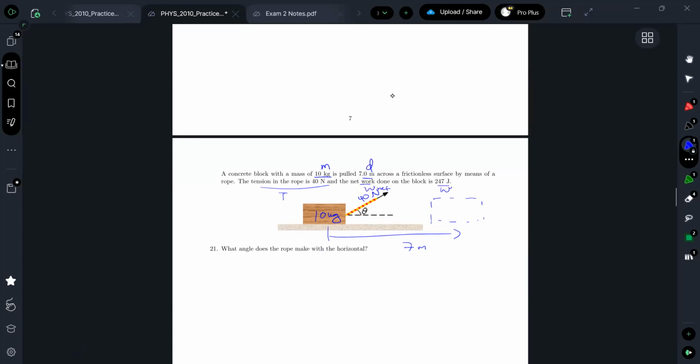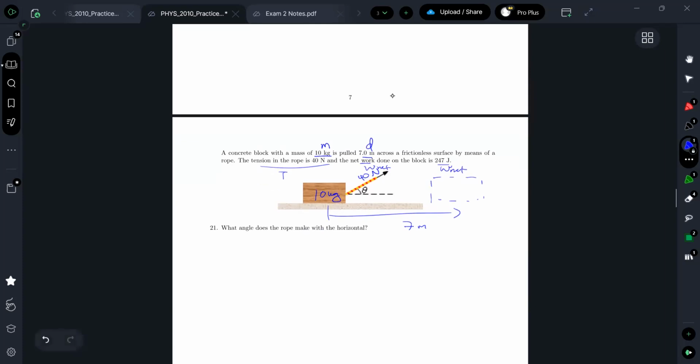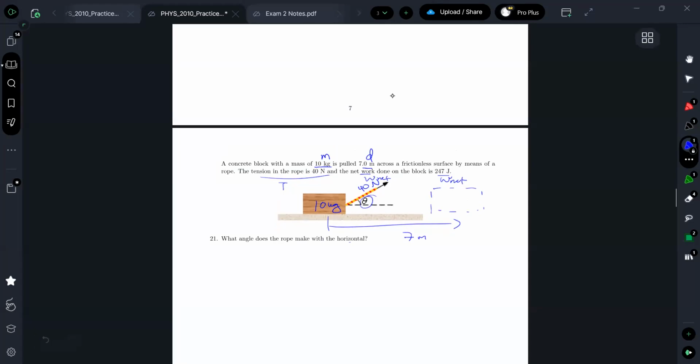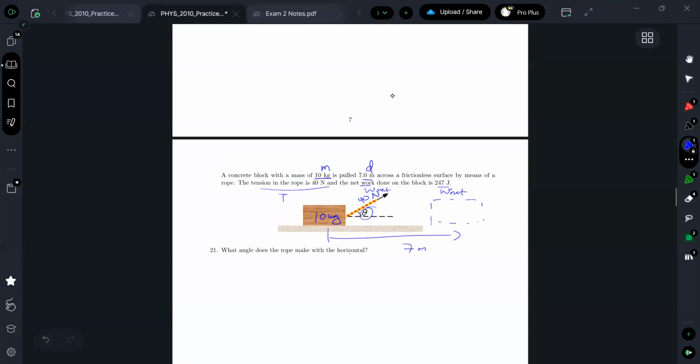I guess I should have written it over here. W net is 247 joules. We want to know the angle the rope makes with the horizontal. So we want to know theta. Okay, I've got things about work, I've got things about force, tension, and I've got things about mass and distance, or just the size of a displacement.